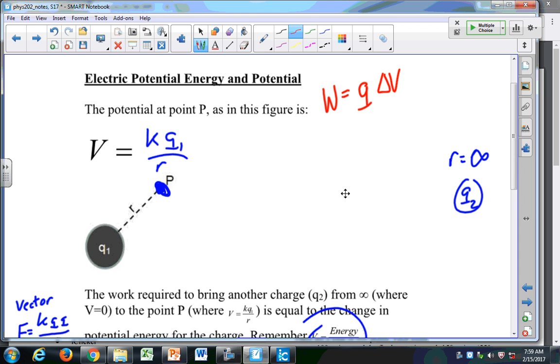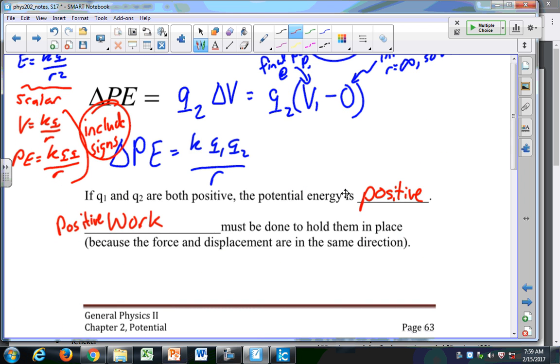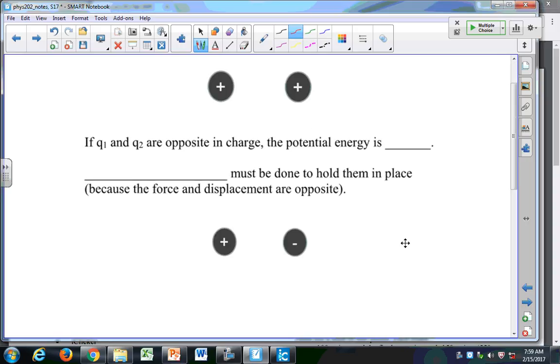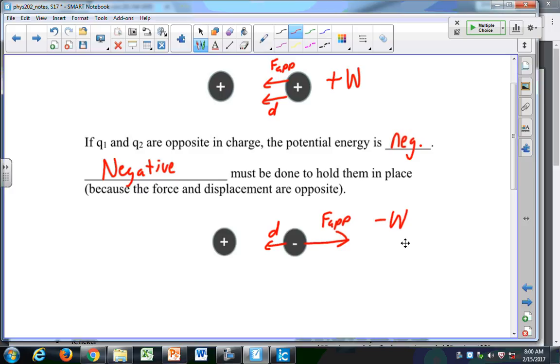We'll look at some problems. So if Q1 and Q2 are opposite in charge, the potential energy is negative. I've already said this, that negative work must be done to hold them in place. So in that case, the applied force is in this direction, but the displacement would be in this direction. Whereas over here, the applied force has to be in that direction, and the displacement is also in that direction. So that's positive work, and that's negative work. That's not terribly important. The point is just remember that when you're calculating potential energy, you include the signs.